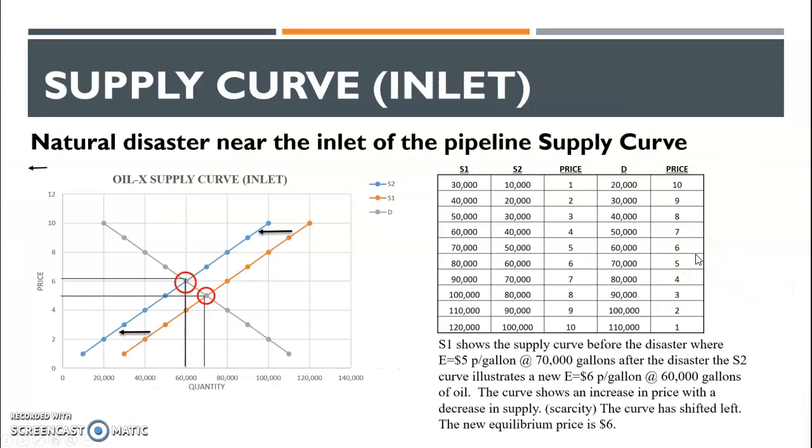On this graph, S1 shows the supply curve before the disaster, where prices are $5 per gallon at 70,000 gallons, about right here. After the disaster, the S2 curve, right here, illustrates the new price is $6 per gallon at 60,000 gallons of oil. The curve shows an increase in price with a decrease in supply. The curve has shifted left, and the new equilibrium price is $6 a gallon, right here.